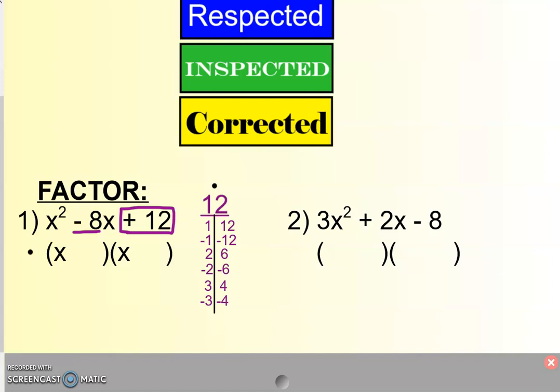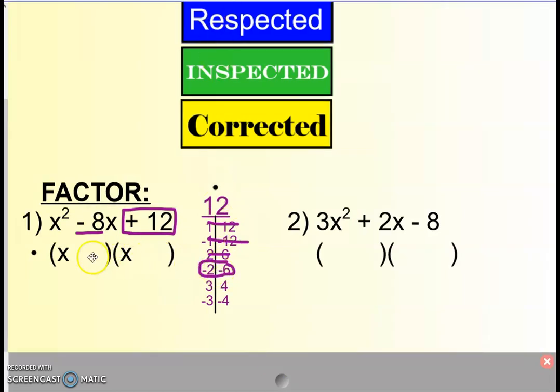And so, after a little bit of time, you might look at this and say, well, nope, not those, not those. Oh, that's positive. Nope, not positive. Those are my numbers right there. And if those are your numbers, then we want to put a negative 2 here and a negative 6 there. And we're factored. And you can do a quick multiplication to see if you're right.